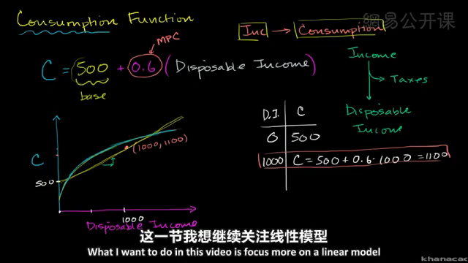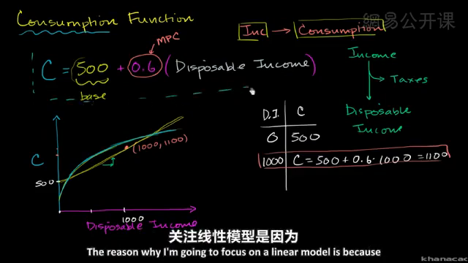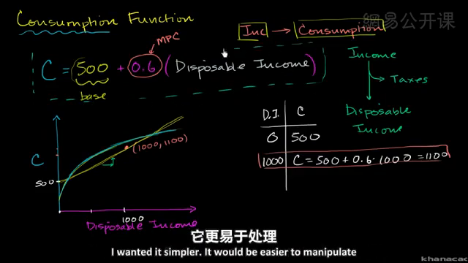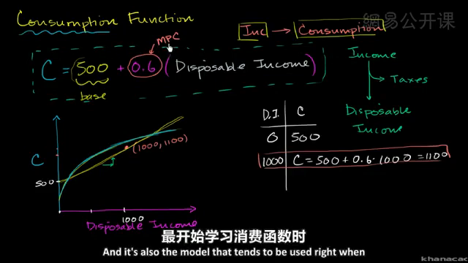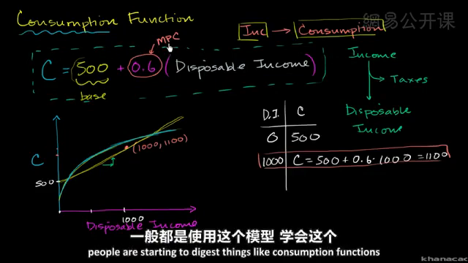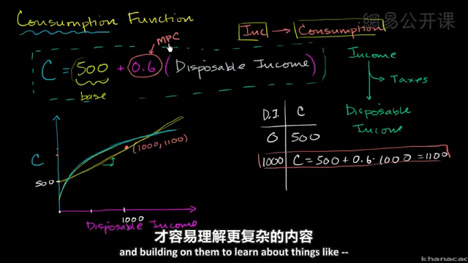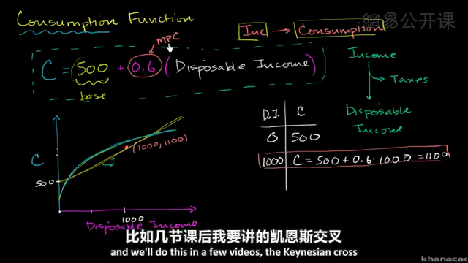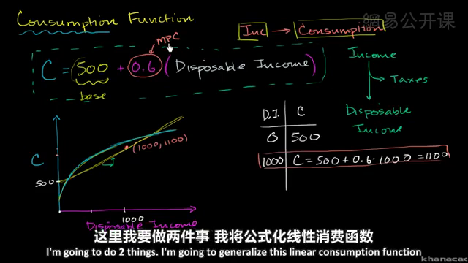What I want to do in this video is focus more on a linear model. The reason why I'm going to focus on a linear model is because, one, it's simpler, it'll be easier to manipulate, and it's also the model that tends to be used when people are starting to digest things like consumption functions and building on them to learn about things like, and we'll do this in a few videos, the Keynesian cross. But what I'm going to do is I'm going to do two things.